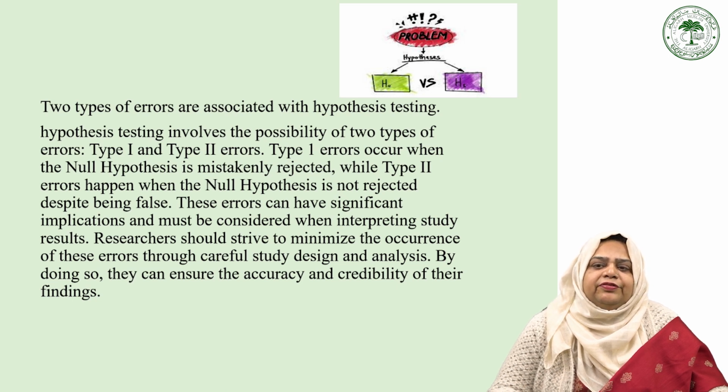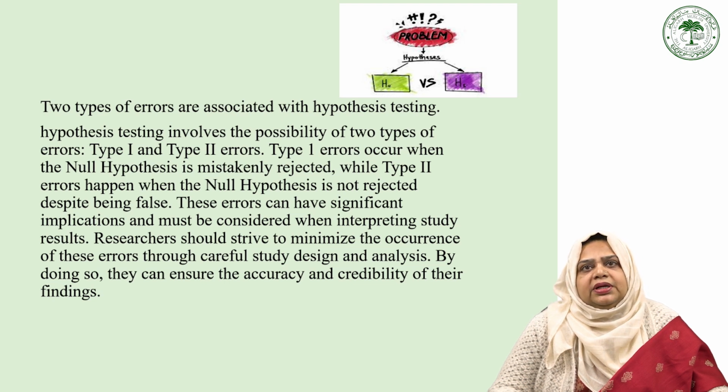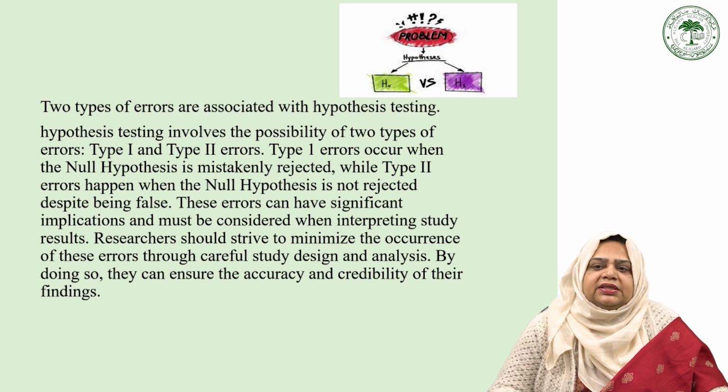However, if we fail to reject the null hypothesis and instead claim that it is still valid, that would be a type 2 error. In hypothesis testing, it is crucial to understand these errors and their implications. Making a type 1 error means falsely rejecting the null hypothesis, potentially leading to incorrect conclusions.